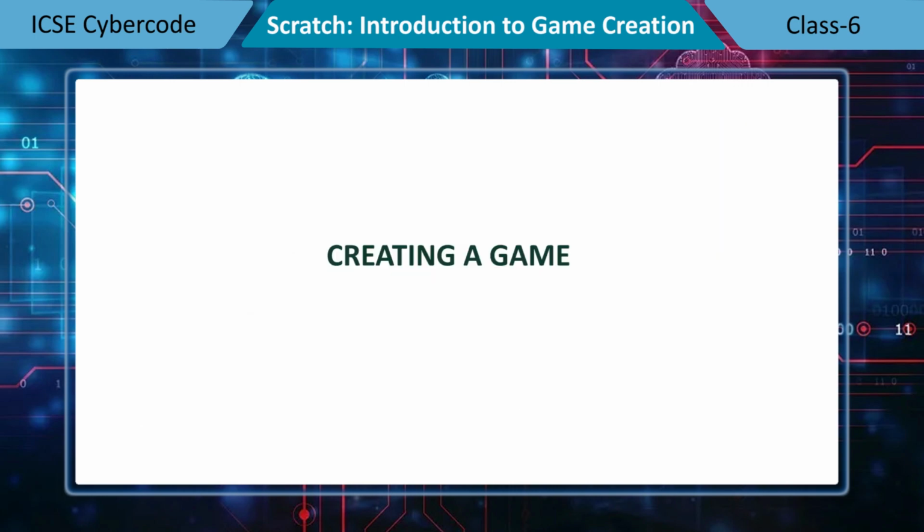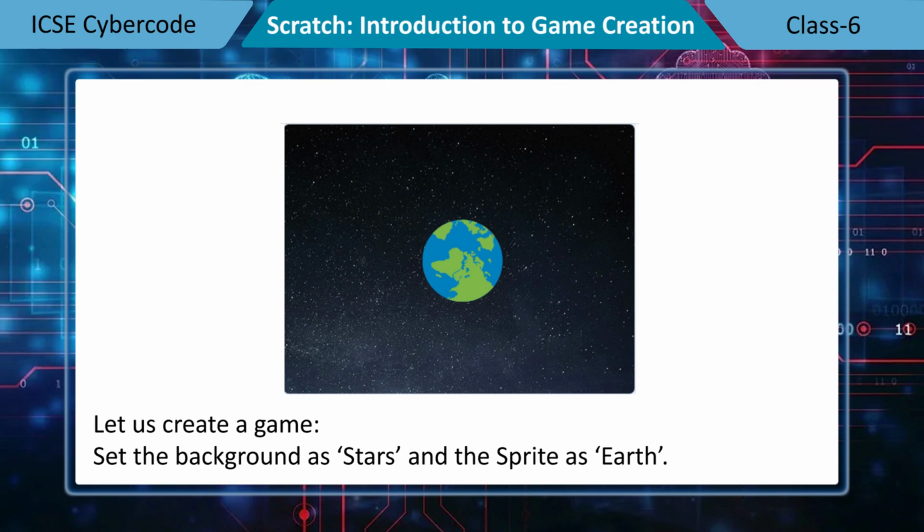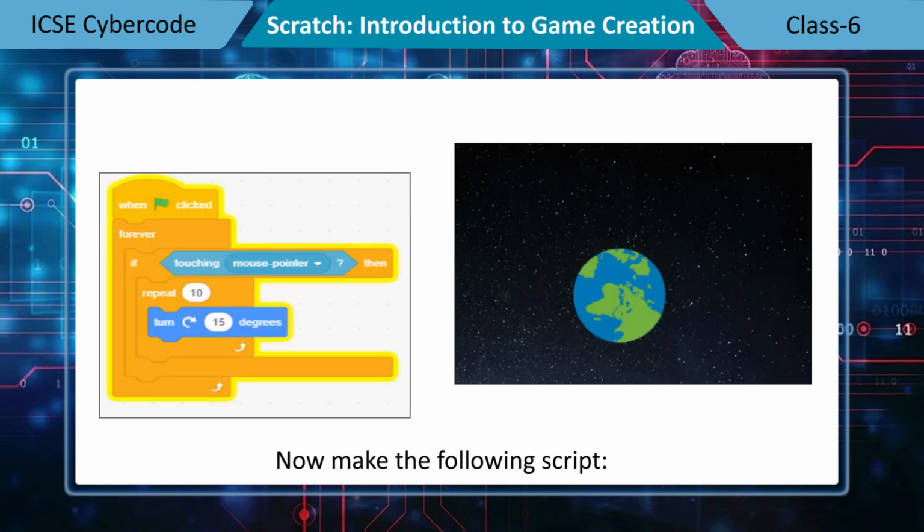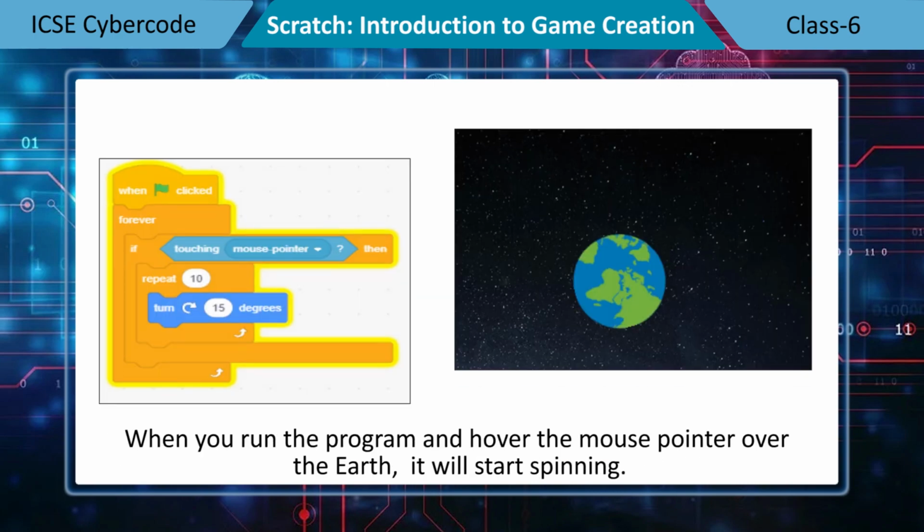Creating a game. Let us create a game. Set the background as stars and the sprite as Earth. Now make the following script. When you run the program and hover the mouse pointer over the Earth, it will start spinning.